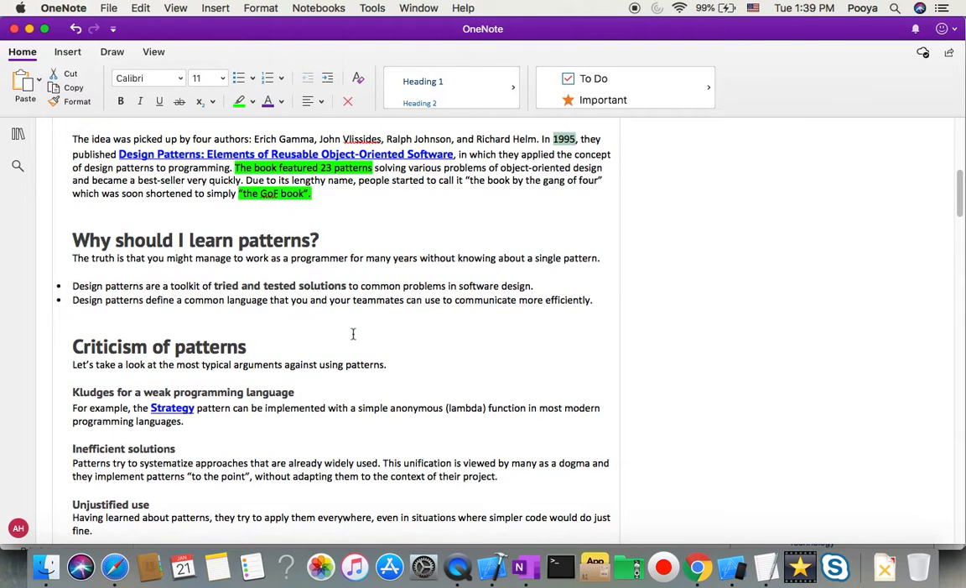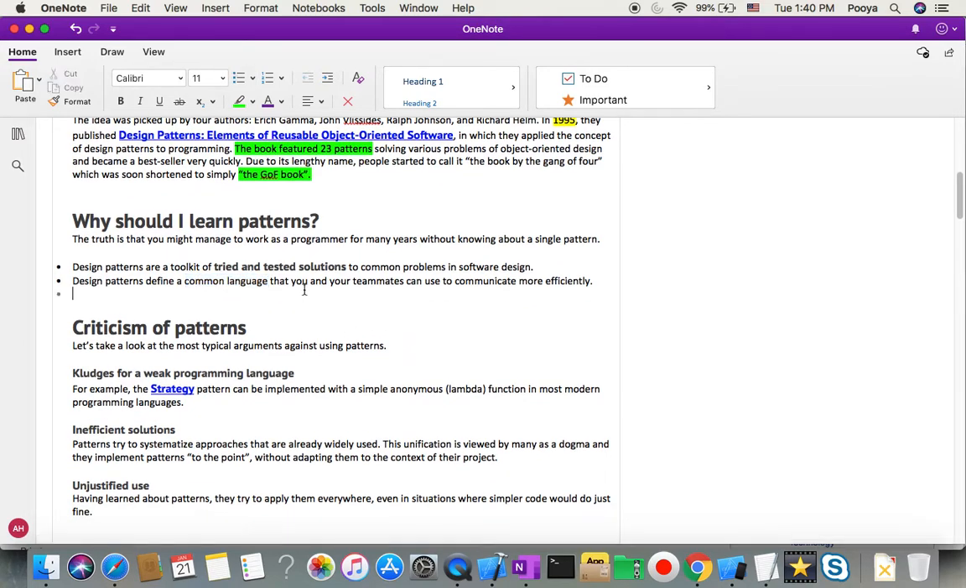Why should I learn design patterns? I'll just give you two reasons. There are a couple more, but you may say, why should I learn this? I can code without it. Yes, you may even use these without knowing, and invent them yourself. But if you know them, there are two advantages. First of all, these are tried and tested solutions, so you are pretty sure that they will work. And also, it's a common language, so you can communicate with your teammates much more efficiently. So I strongly recommend you learn them.